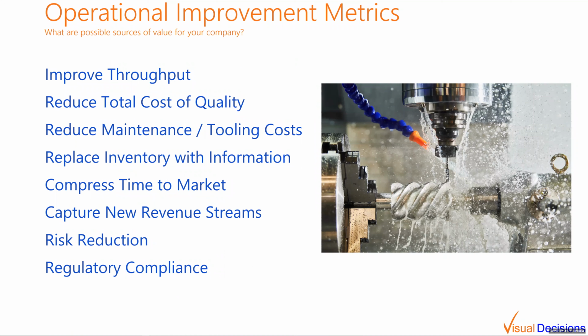And so as we look at different operational metrics that we can improve, certainly throughput is one of those. Reducing the total cost of quality is something that many companies are looking for when they look to implement these systems. Reducing maintenance or tooling costs, replacing inventory with information, compressing time to market, etc. These are all things that are potential benefits and different kind of high-level objectives that you can identify and pursue with these different technologies.